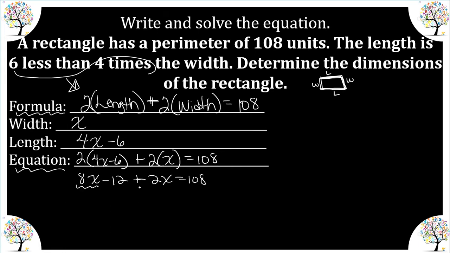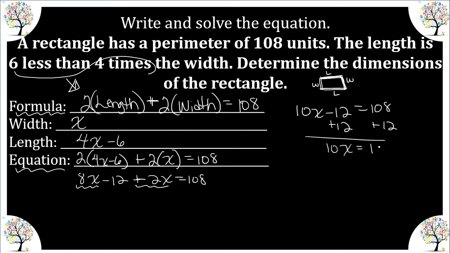Now we're going to combine like terms. We get 10x minus 12 is equal to 108. Now we're solving for x, so let's add 12. Let's divide by 10. This should be 20. And then when we divide, x is 12. So the width, x, is 12.